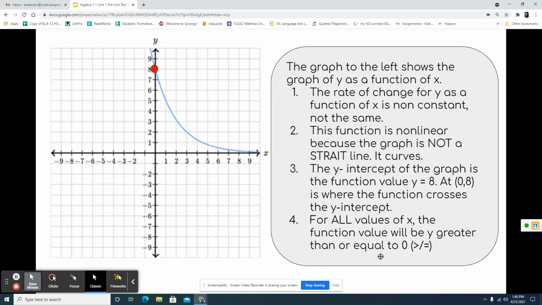Now, the y-intercept of this graph is the function value y equals 8. So at our ordered pair (0, 8), that's where the function crosses the y-axis. And the y-intercept is just your y value, up for positive, down for negative. Where does this function cross that y line? At the number 8. And for all values of x, the function value will be y greater than or equal to 0.